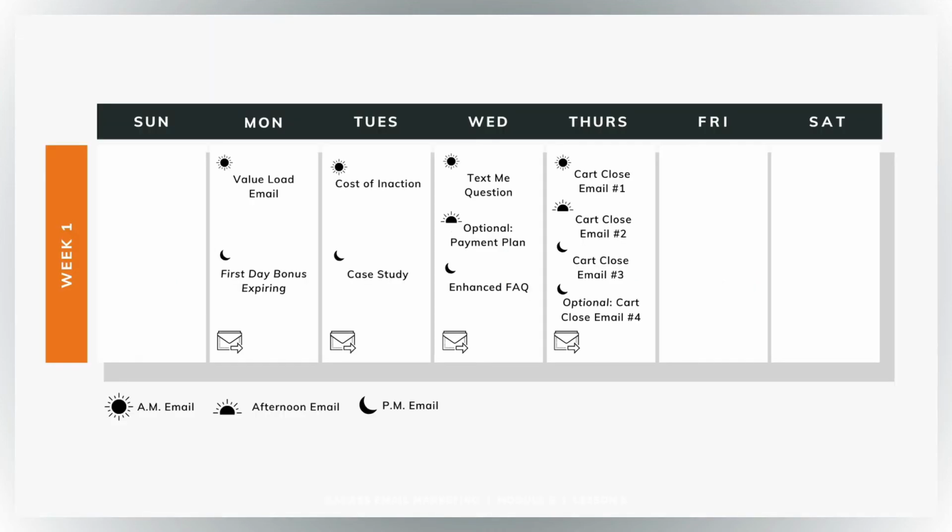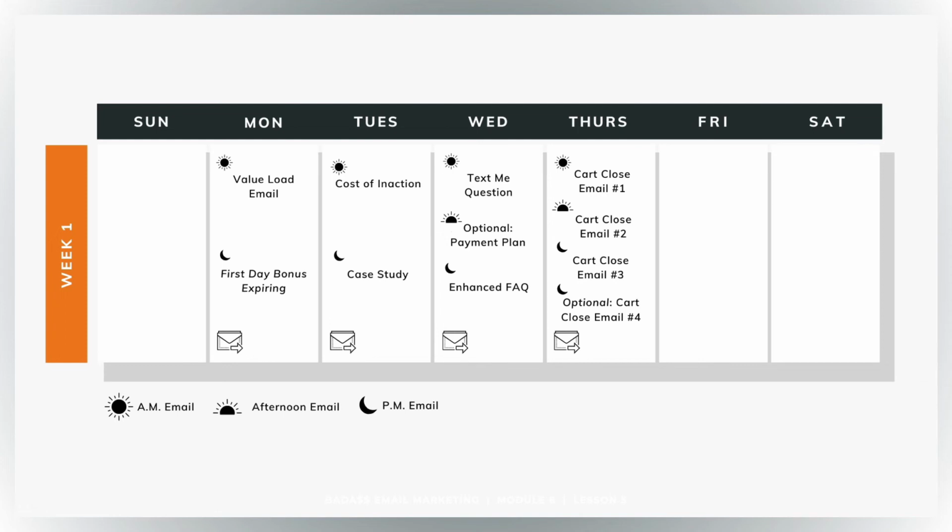So here is the basic framework. On Monday morning, you do a value load email. Now, because it's not a webinar, you're not doing a replay. You don't have a replay email. You go straight to the value load email. Then in the evening, you will have a first day bonus expiring email. And in this structure with a video series, almost everyone is going to suggest you have a first day bonus. So that is not really optional. It's going to be something you're going to send every day. So those are 2 emails you're sending on Monday.